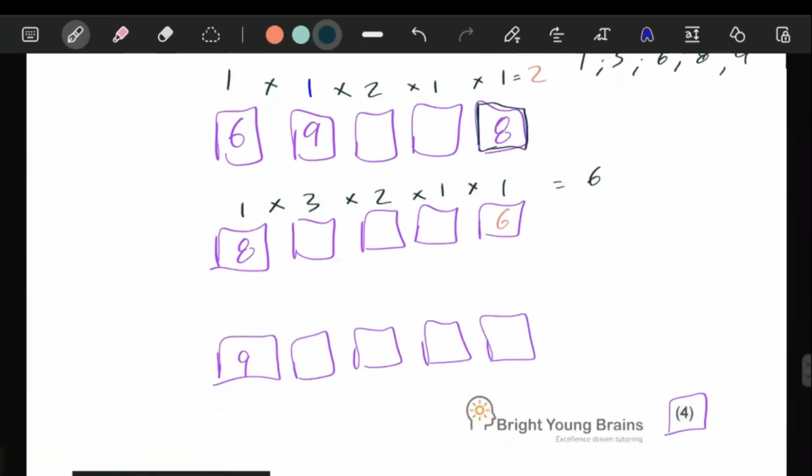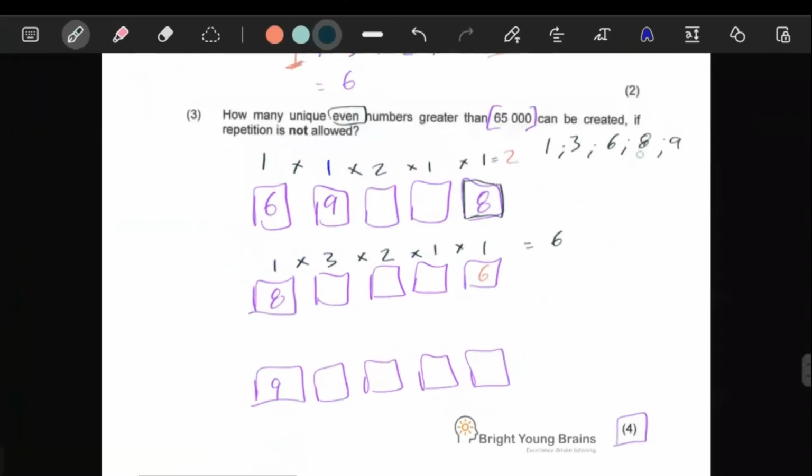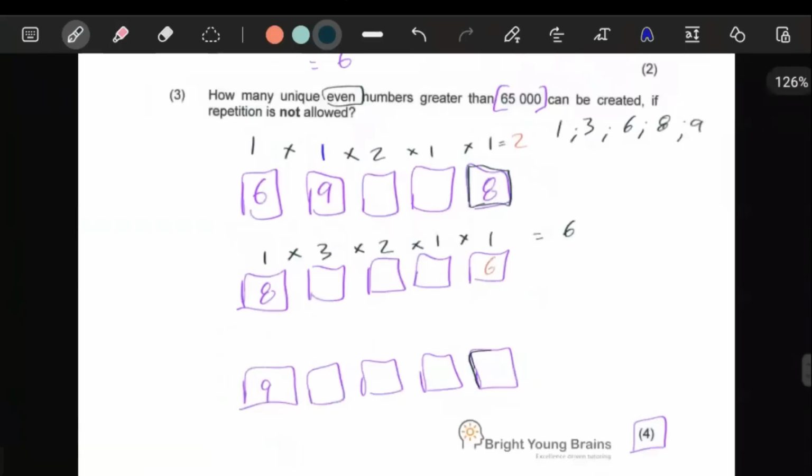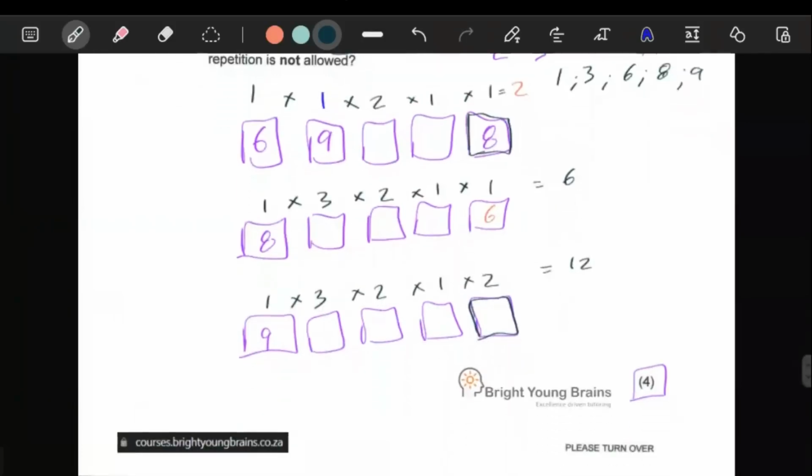Down here, if it's starting with a 9, it's automatically bigger than 65,000. But for it to be even, there are 2 options for the back here, which is the 6 and the 8. 2 options for the back, 1 option for the front. Once you put a number here and once you put a number there, there's only 3 options to consider for this one. Once you put a number there, there's only 2 options to consider. Once you put a number there, there's only 1 option to consider, you see. You have to make sure that you deal with your restrictions first. So here it's like 3 times 2, which is 6, times 2, which is a 12. So the total of arrangements, it's then 2 plus 6 plus 12, which is equal to 20.